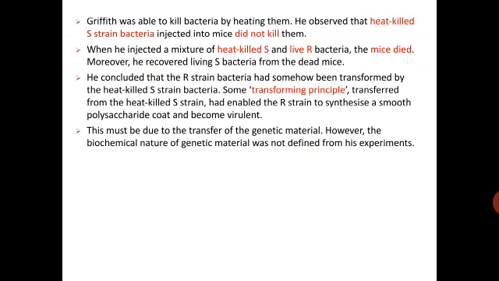Some transforming principle transferred from the heat killed S strain had enabled the R strain, which was unable to synthesize a smooth polysaccharide coat, to synthesize it and become virulent. This must be due to the transfer of genetic material. However, the biochemical nature of genetic material was not defined from his experiments. So this was about the Griffith experiment.